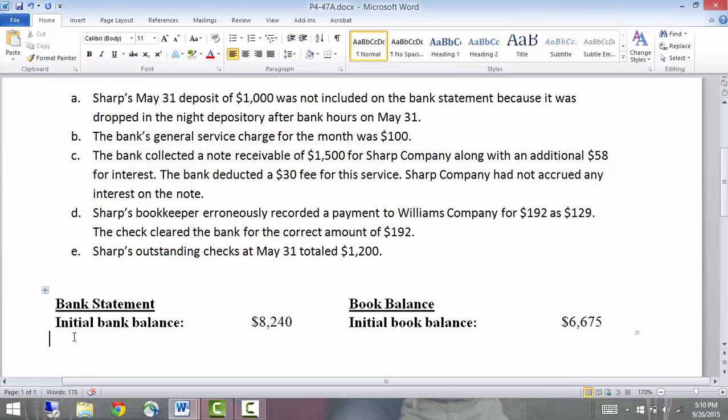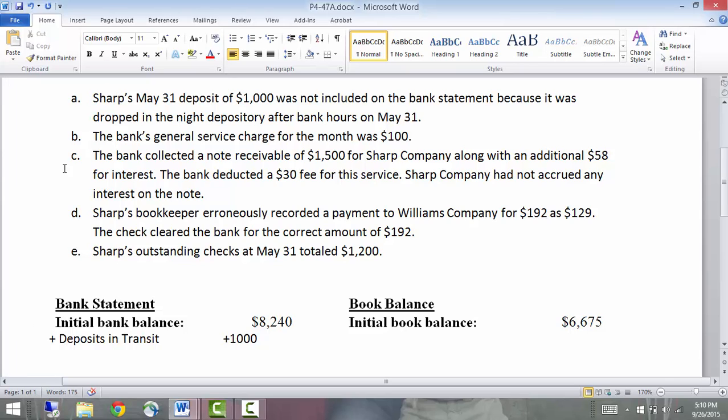So that deposit will already be reflected on our books and records, because when our accountant or bookkeeper wrote out the deposit slip to make that deposit in the bank, she would have updated our books and records. But the bank did not have it reflected on their records, so we need to adjust the balance per bank. We're going to add, and that's called deposits in transit. And it will be plus $1,000. Okay.